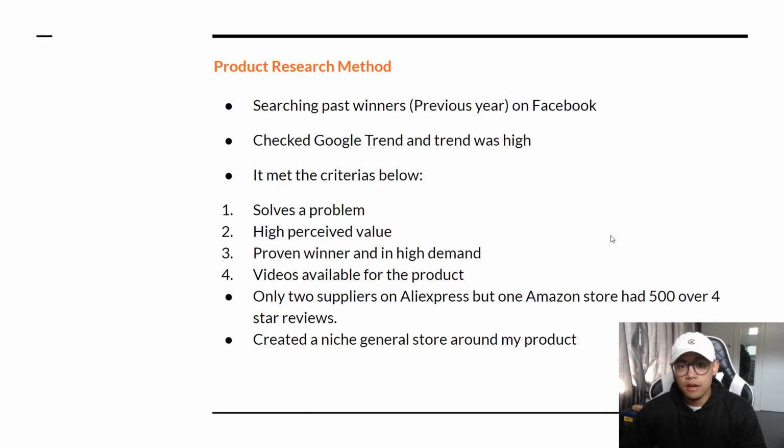But first, let's talk about how I found the product and the product research method that I used. I searched past winners, so basically the previous year, on Facebook, and I was just going through them until I saw this product. When I saw the product, I checked Google Trends straight away, and the trend was basically high. If you haven't looked at Google Trends before, you can use that tool. It's free. Put your product in there and you can see what the trend is like. Obviously if it's really low, then there's less demand for it, but for this particular product it was really high.